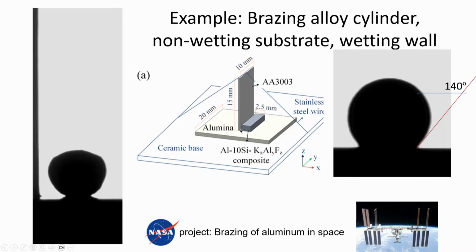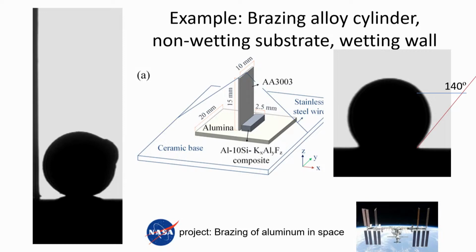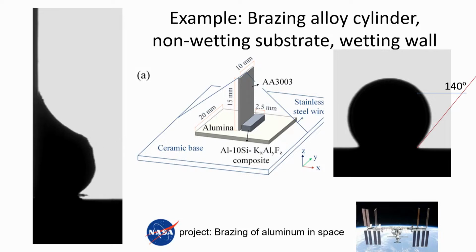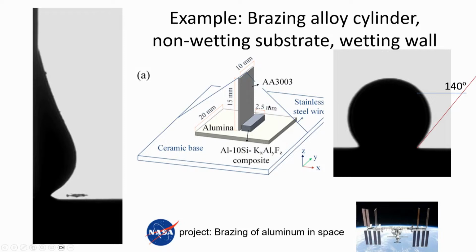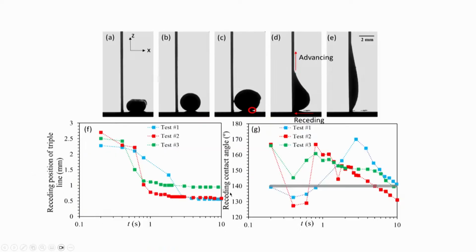Okay, so this cylindrical object collects into a sphere as it melts, right? Because liquid tends to take spherical shape because of surface tension. And then at some point it touches the wall, and there we go. It climbs up. This is a part of the NASA project for brazing of aluminum alloys in space. Not these experiments, but we also had some experiments done on the International Space Station to eliminate effects of gravity.